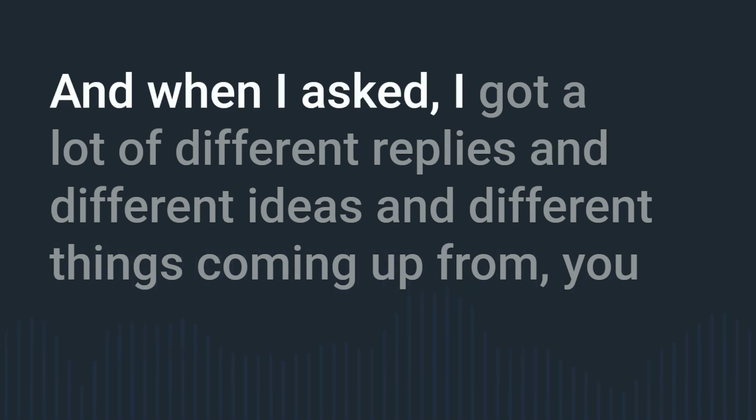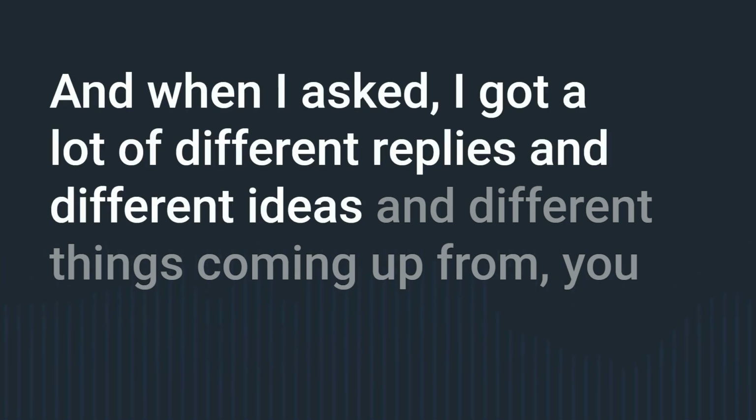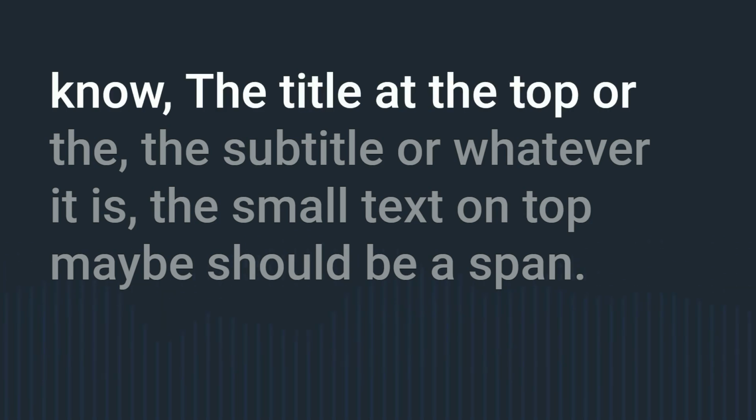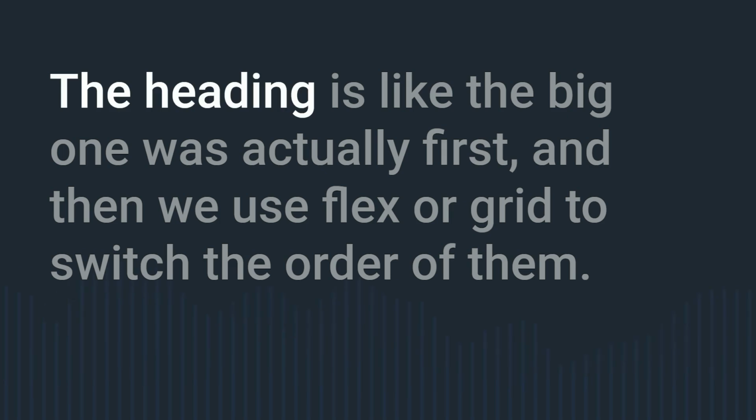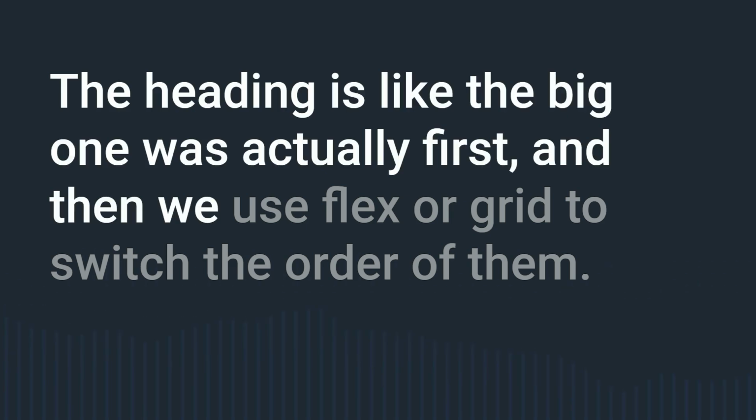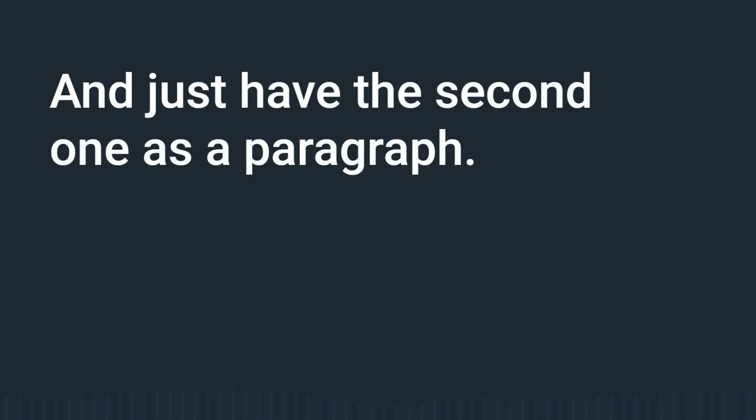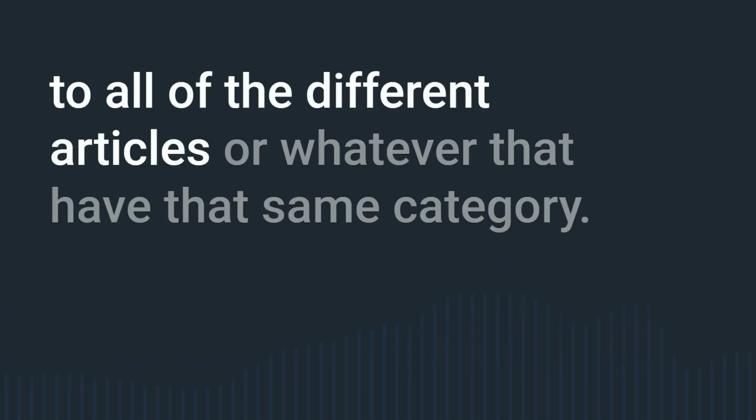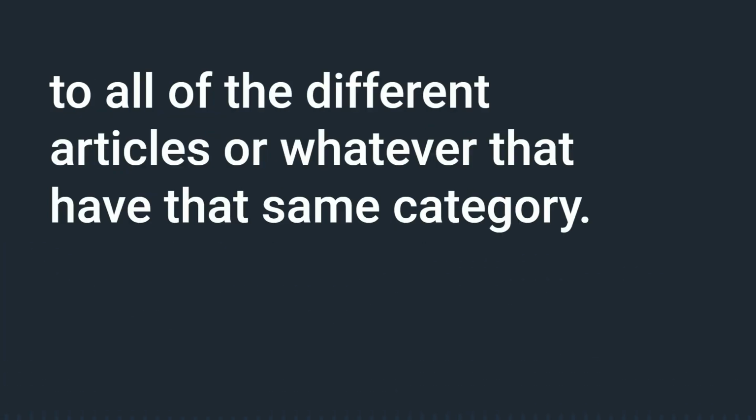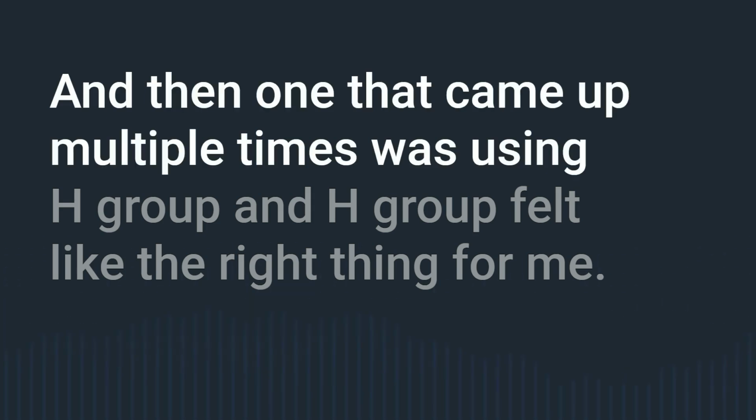And when I asked, I got a lot of different replies and different ideas. The small text on top maybe should be a span and then the heading underneath. Maybe in the markup the big heading should actually be first, and then we use flex or grid to switch the order of them and just have the second one as a paragraph. There was some talk of it maybe being a link, because you click that and it goes to all of the different articles that have that same category. And then one that came up multiple times was using Hgroup.